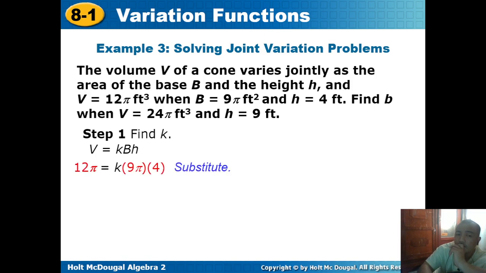Okay, listen. V is 12 pi, cos K, base is 9 pi, equals, H is 4. From here, we can now solve for K. Cancel pi. 12 divided by 36, 1/3. 1/3 ang K.